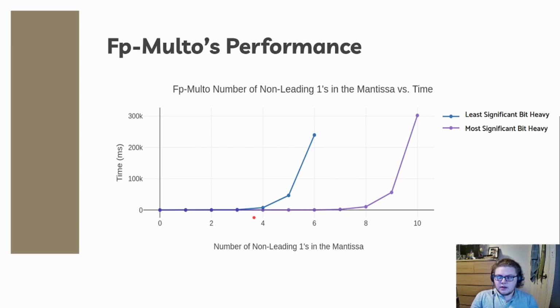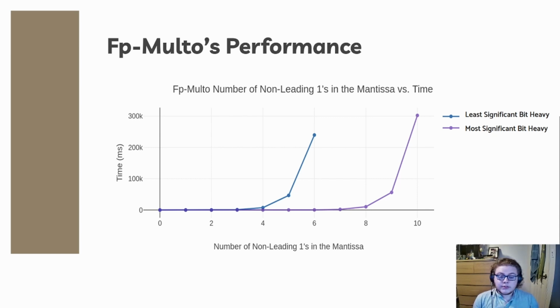63 has all of its ones located in the most significant range of the mantissa, and there is about 5 of them. So that corresponds to this section right here, where the purple line is still basically on the x-axis in this graph.